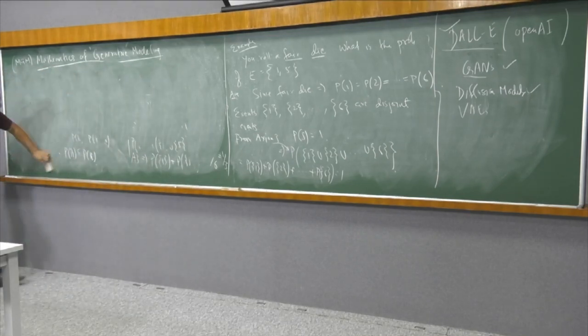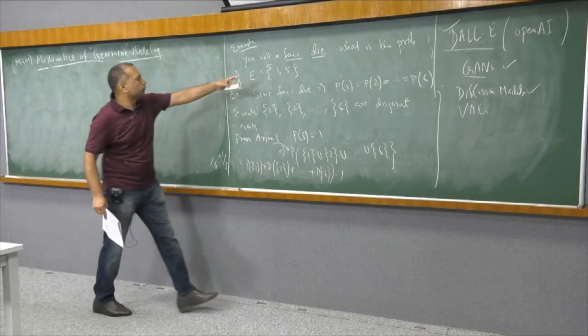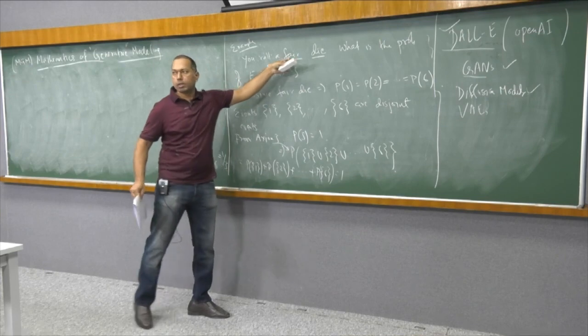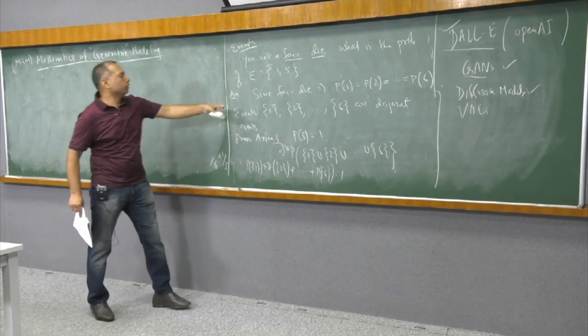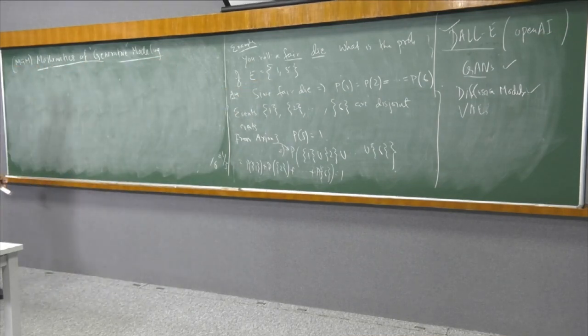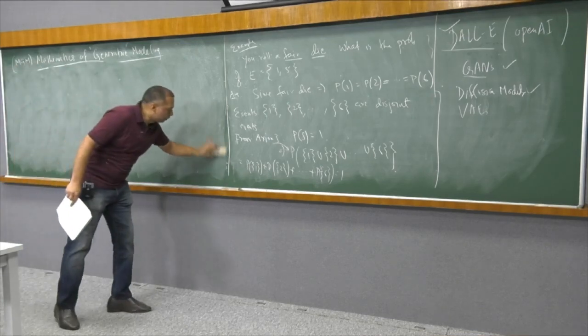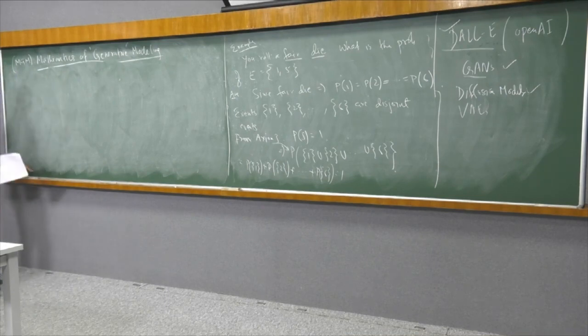So from here what we understand is that if it is a fair die, then the rule to calculate the probability of an event is essentially the cardinality of E divided by the cardinality of the sample space S. So from here we learn that for a fair die the formula can be used directly: cardinality of E by cardinality of S.